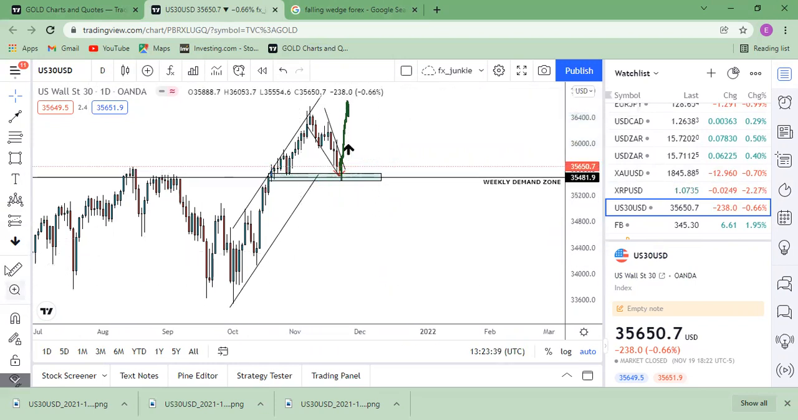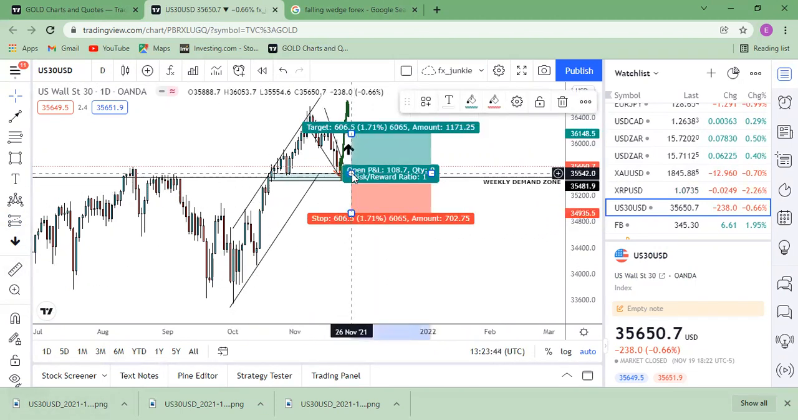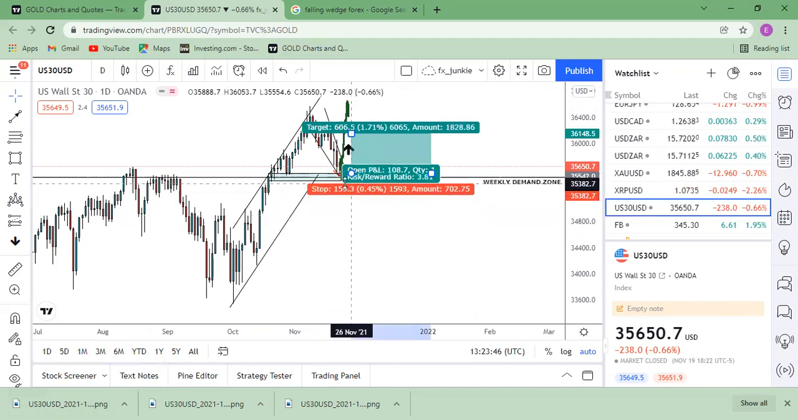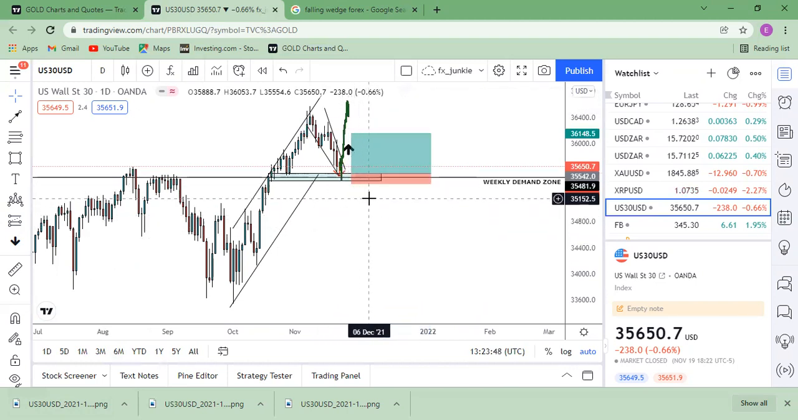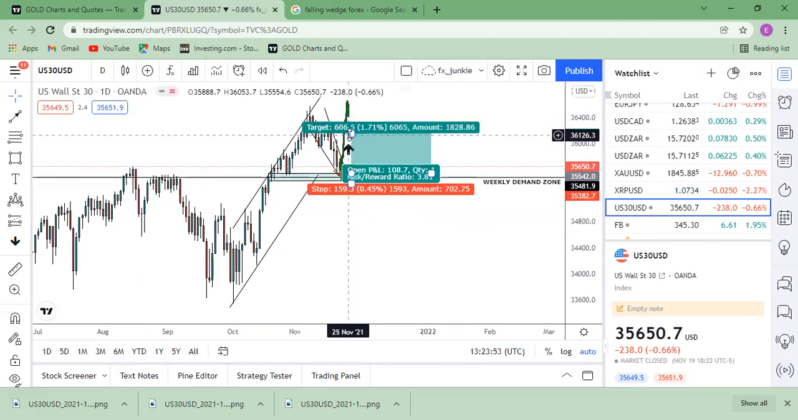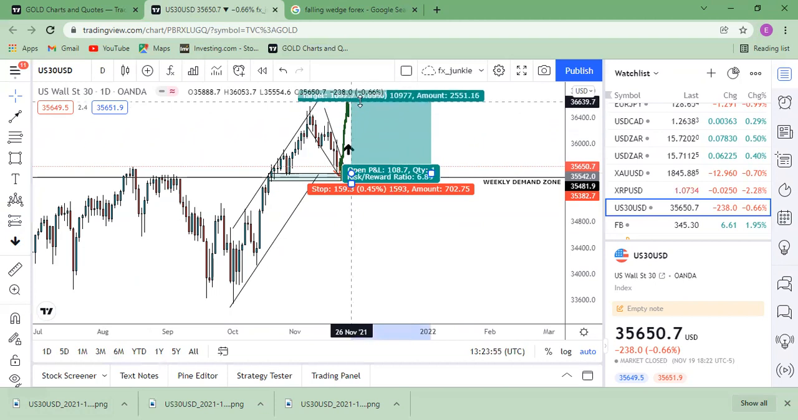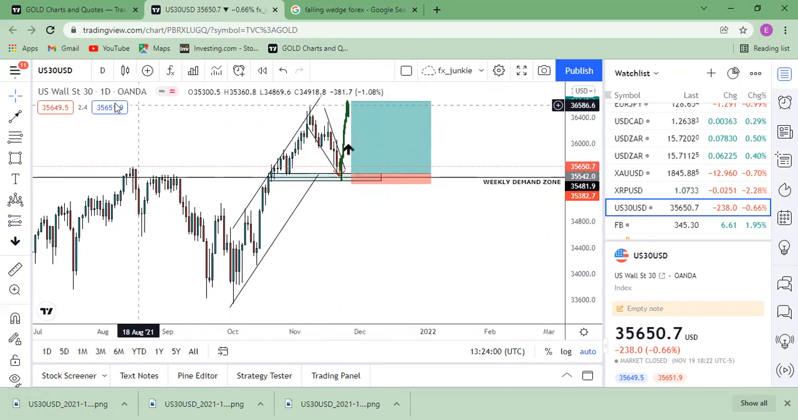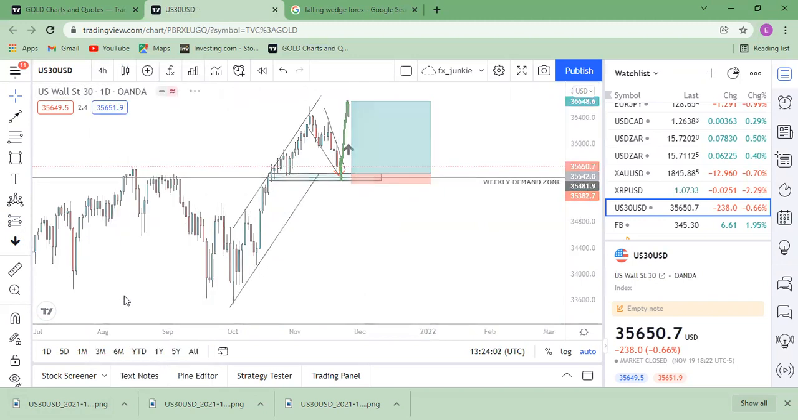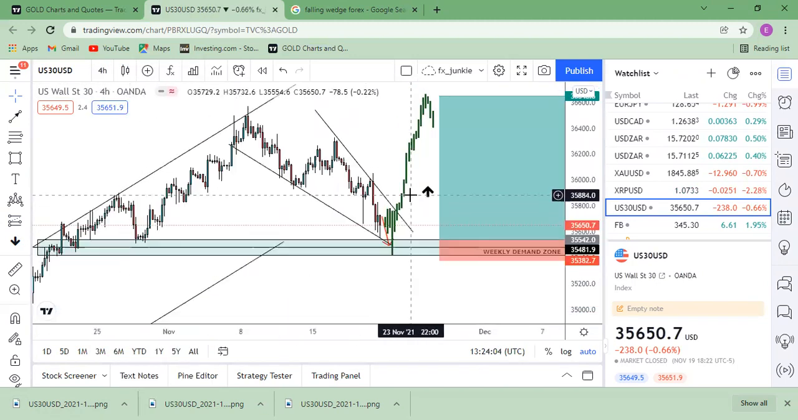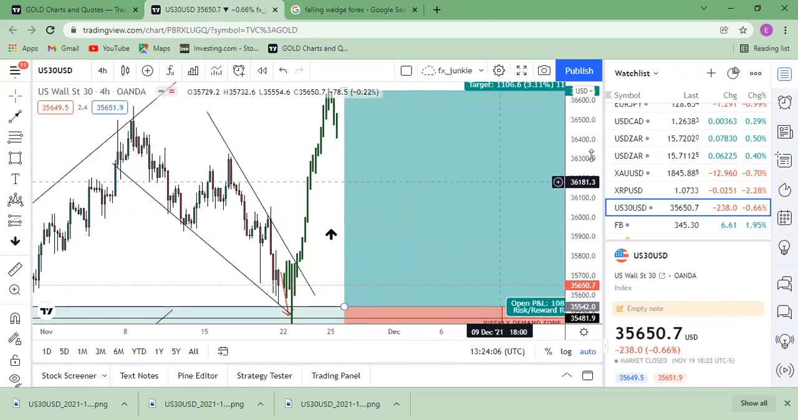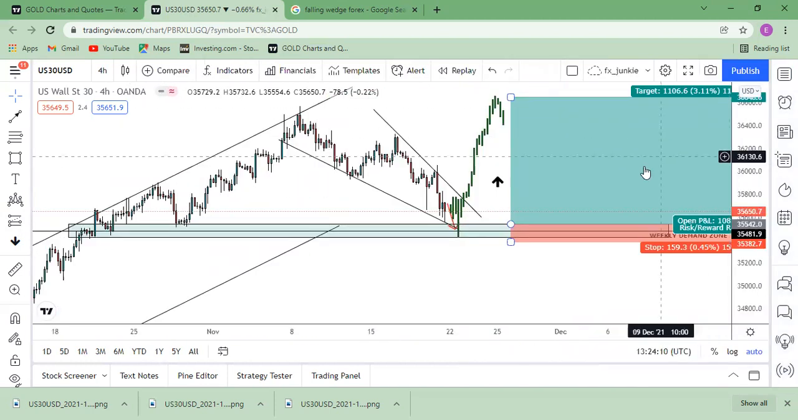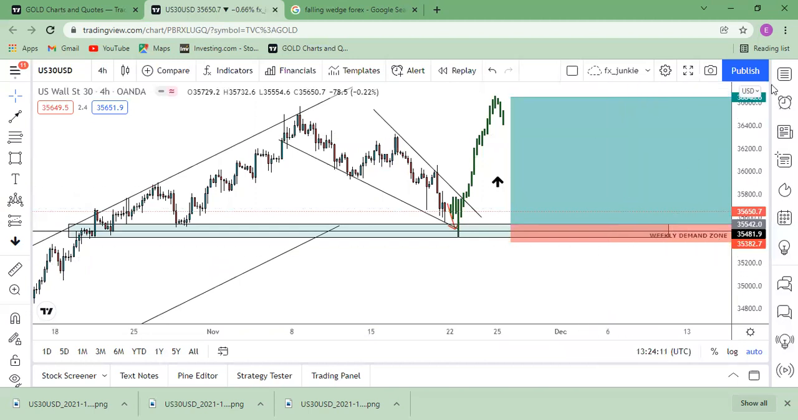Yeah, so I'm looking for my long as well on US30. I'm looking to long at the low point, and of course my stop will be just below the weekly demand zone, and the take profit, taking it all the way up like that. And then we're gonna do gold now. We're gonna analyze gold.